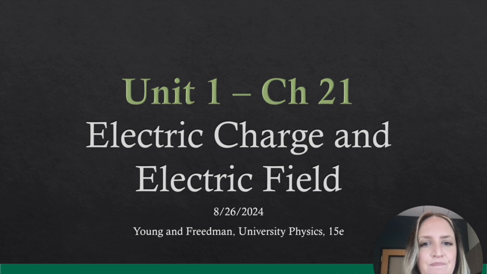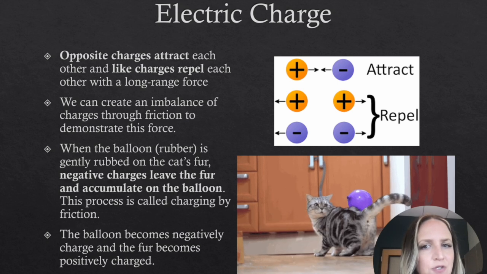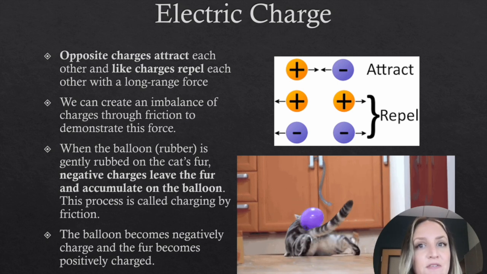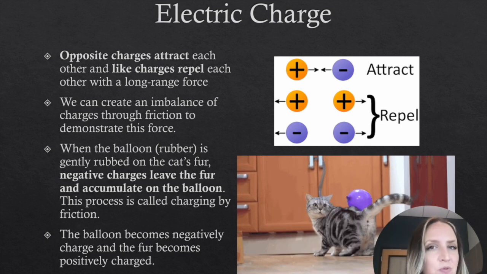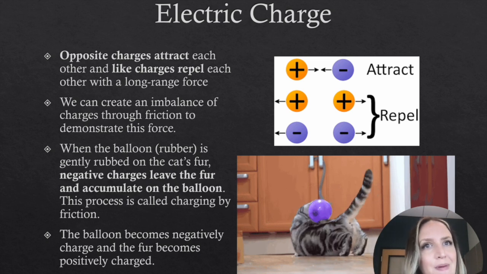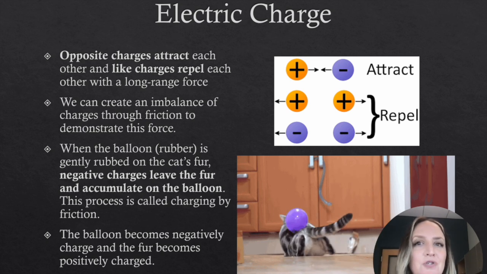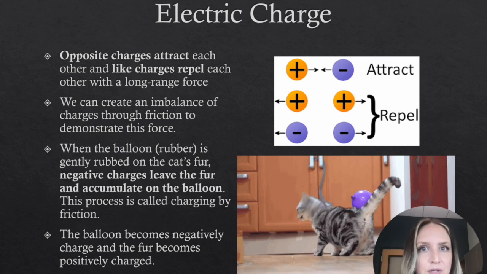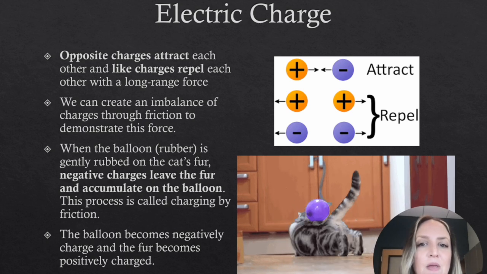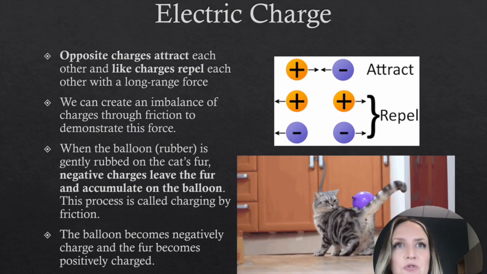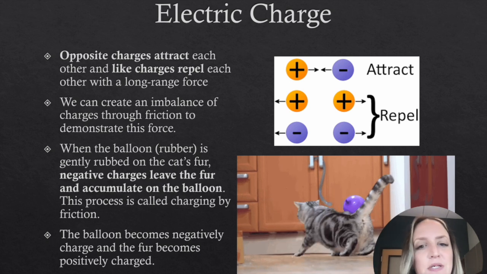So let's start off by defining charge. What is charge? Well, charge is a property of matter, just like mass is a property of matter. The difference between charge and mass is, there's only one kind of mass, right? Charge, however, has two different flavors, if you will. There's positive charges and negative charges. We can move charge around. We can charge things in a couple of different ways, really.